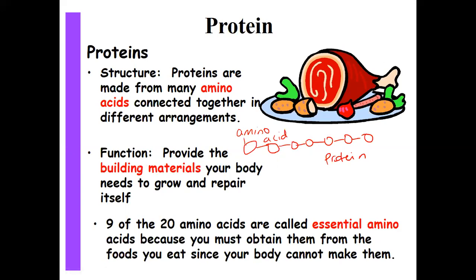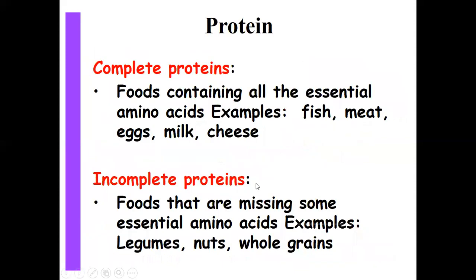What do they do for you? They help in bodybuilding. They help the body to grow, and they repair worn out tissues. We have around 20 types of amino acids, and 9 of them are called essential. Why? Because they must be obtained from the food we eat, and the body cannot make them, but the remaining ones can be made by the body itself.